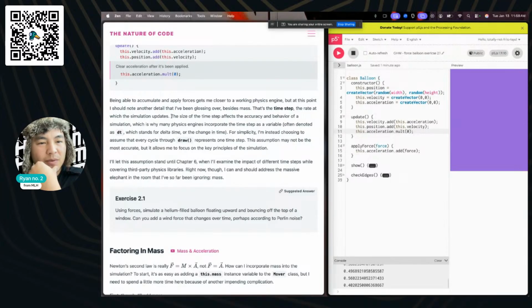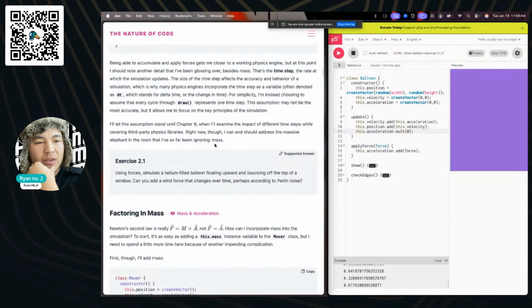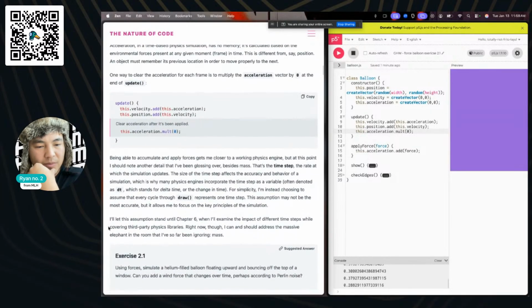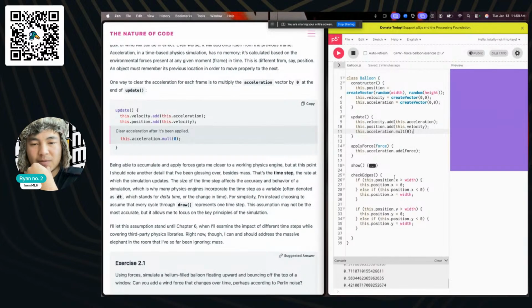Usually that is done with a variable called dt, delta time. We're just choosing to make it so that every draw cycle it changes. Okay, so we're not worrying about that too much. Floating upward, bouncing off the top window. I guess the other thing we will need to do is make sure that when this thing bounces off the top, it doesn't actually respawn like the way that we've been doing it. So yes, let's go ahead and do something about that.